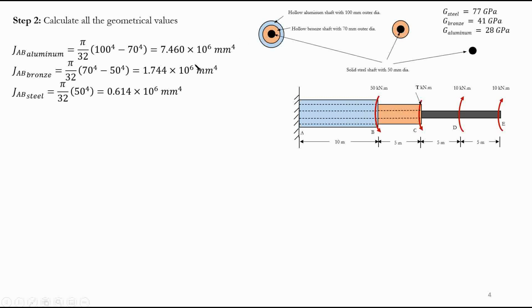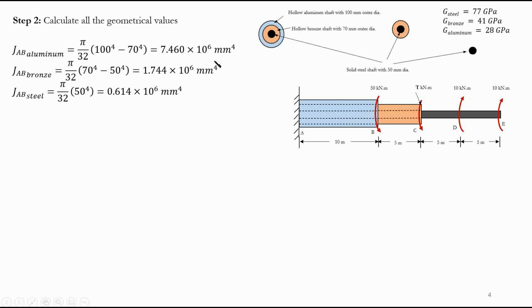But obviously, you can find them in meter to the power of 4. And if you feel comfortable with Pascal and Newton, you can convert them. For converting to meter to the power of 4, just multiply by 10 to the power of negative 12. Why? Because milli is 10 to the power of negative 3, and to the power of 4 is going to be 10 to the power of negative 12. So in this case, you would have 7.46 times 10 to the power of negative 6 meter to the power of 4.